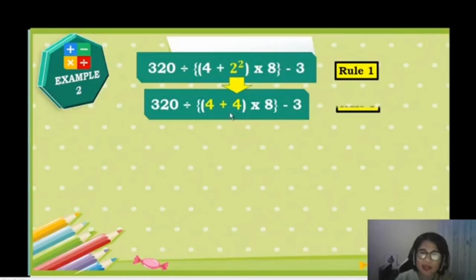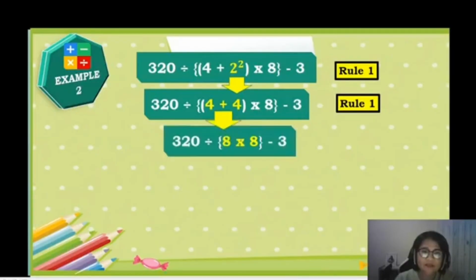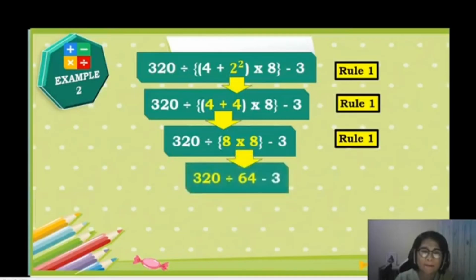Then next, we are not going to leave rule number 1. We still have 4 plus 4 will give us 8. And then remove the parenthesis symbols. Then copy all the necessary numbers that are not yet done. Next to perform, we still have rule number 1 because we still have grouping symbols. 8 times 8 will give us 64. Then bring down 320 divided by, minus 3.